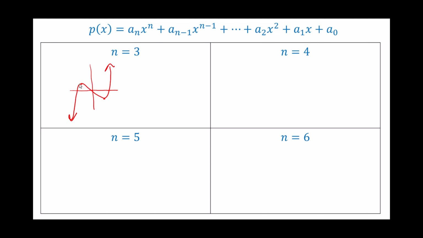But if the leading coefficient is negative, then we know the right side needs to be going down, which because it's an odd degree means the left side will be going up.